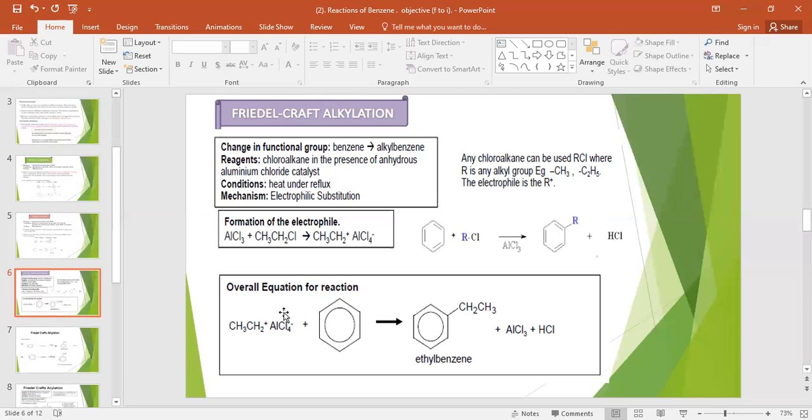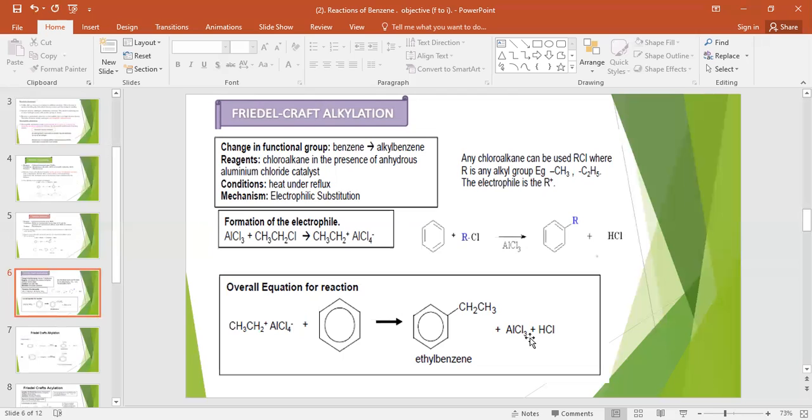For the overall equation of this reaction, you can see we got the electrophile, CH3CH2 positive, reacting in the presence of the catalyst, plus benzene is the main reagent. When it reacts with the electrophile, this electrophile will attach on the benzene ring. So attach from which side? Where is the positive sign? CH2. So first CH2, then CH3. Because there are two carbons, we call it ethyl, and the ring name is benzene, so we call it ethylbenzene.